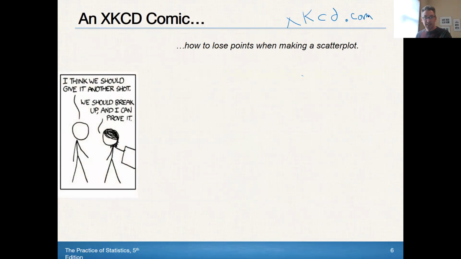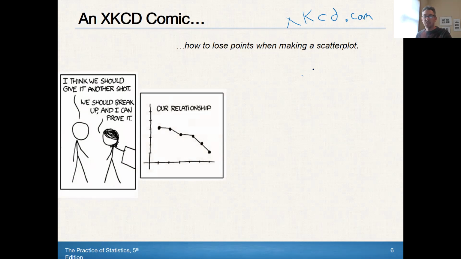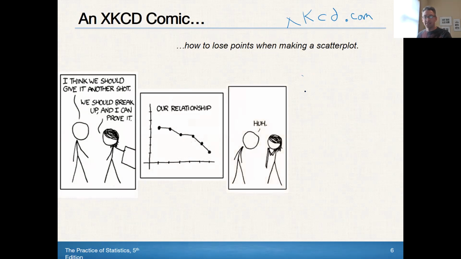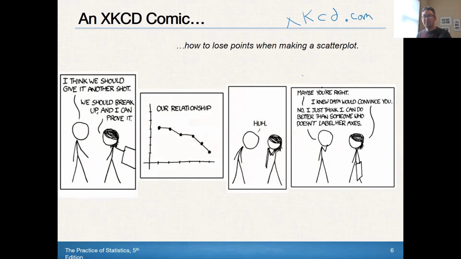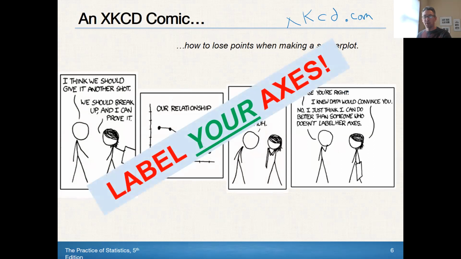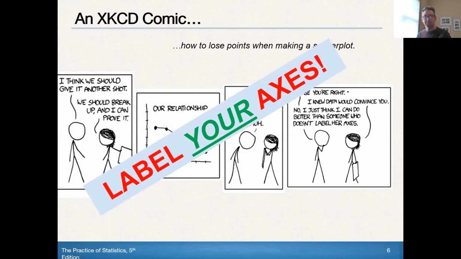So here's a guy and a girl that are dating. The guy says, I think we should give it another shot. She says, we should break up and I can prove it. How would she prove it? She breaks out a scatter plot of the relationship. There's a definite downward trend. It does not look good for this couple. The guy looks at it and says, huh? Maybe you're right. She says, I knew data would convince you. And he says, no, I just think I can do better than someone who doesn't label her axes. Ooh, big statistical burn. The point is, you should label your axes. Don't forget to label them.